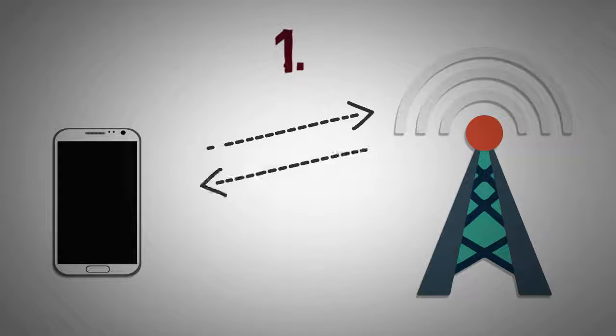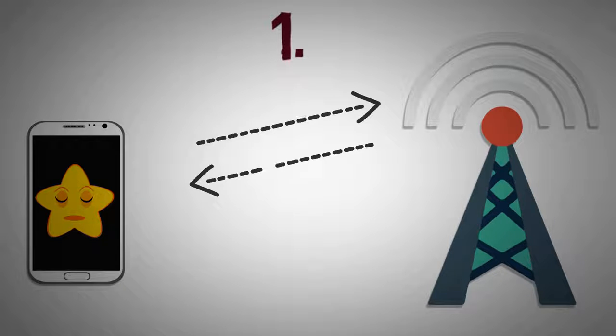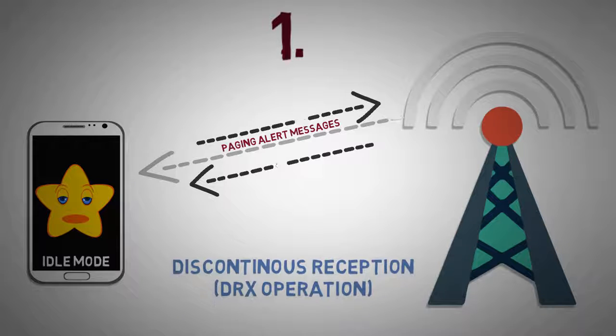1. As we know, during transmission and reception of data, a lot of power is consumed by the handset. So, in order to save power, the user equipment does not stay awake all the time. In idle mode, it wakes up at fixed intervals to receive data through paging alert messages. This is called discontinuous reception or DRX operation.